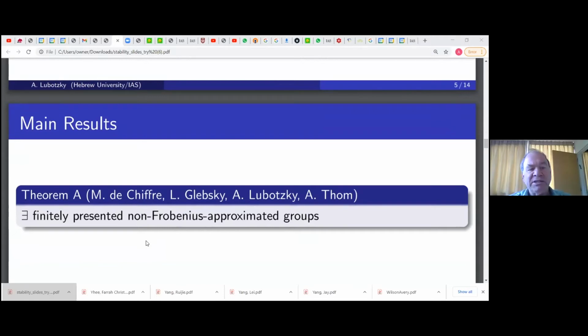The theorem says there exist finitely generated, even finitely presented, non-Frobenius approximated groups. So if we look at the Frobenius norm rather than the Hilbert-Schmidt norm, we can solve the problem and present a group which cannot be approximated. It does not solve, let me stress, the Hilbert-Schmidt case, which is the famous Alain Connes open problem, whether every group is hyperlinear, because it's a different norm. It's the one without the normalization.